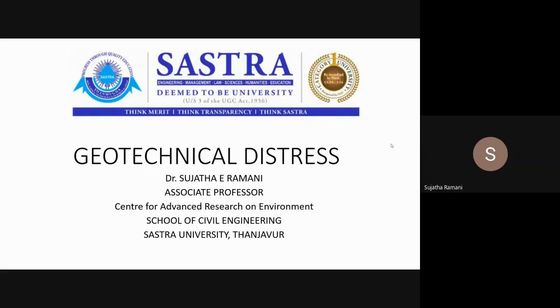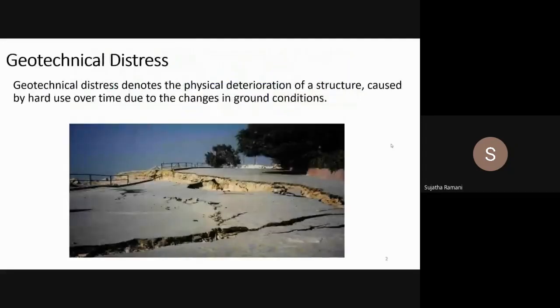I think we can also look into some of the monitoring techniques, so that will give us a complete picture of the distress identification, evaluation, and monitoring. That is the synopsis of my presentation. So we can start with what is a geotechnical distress.